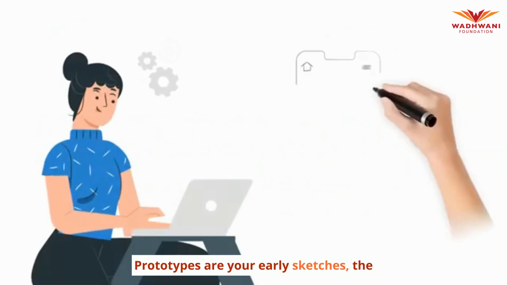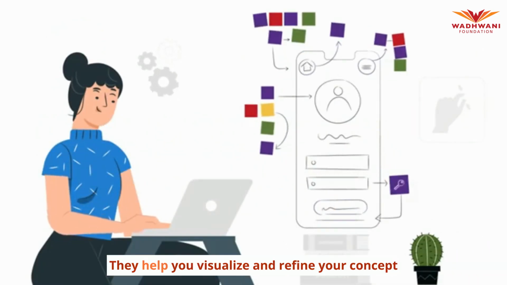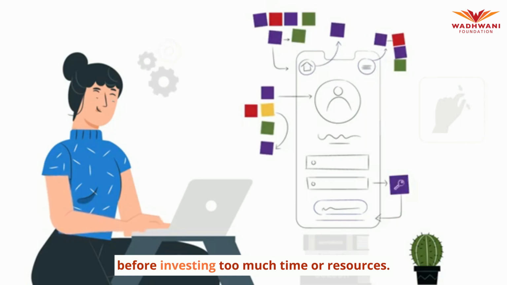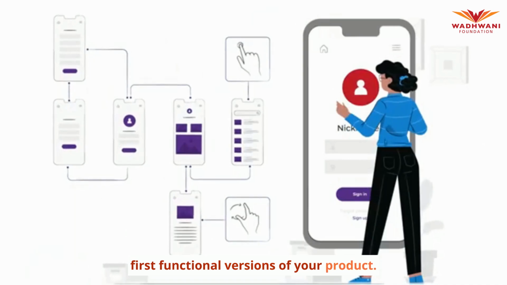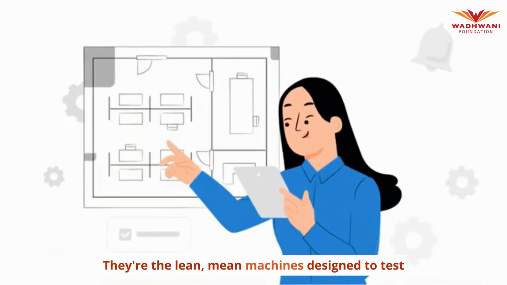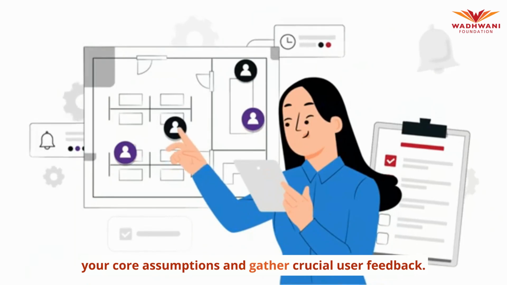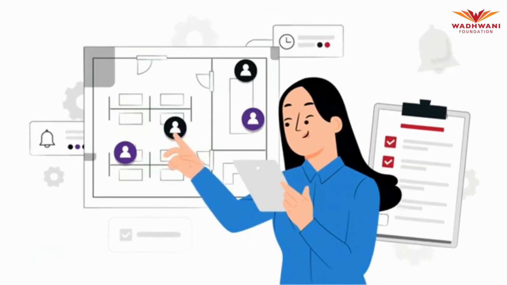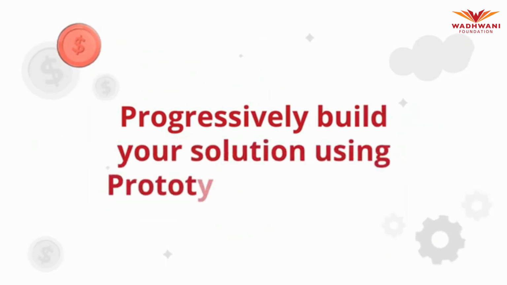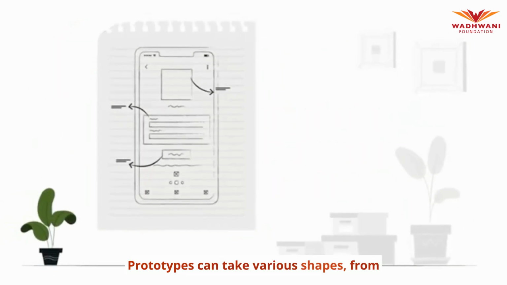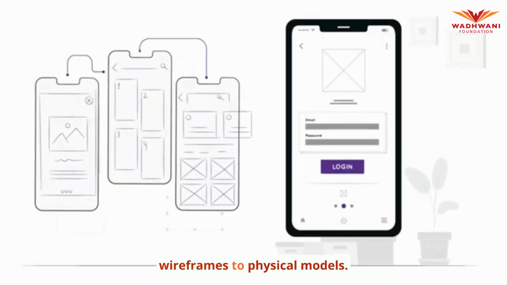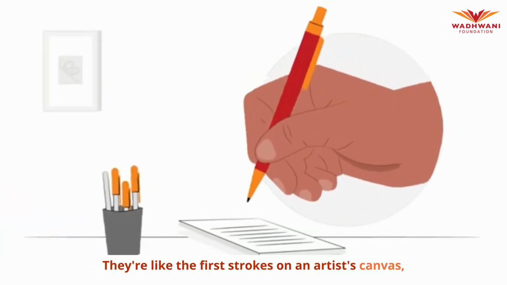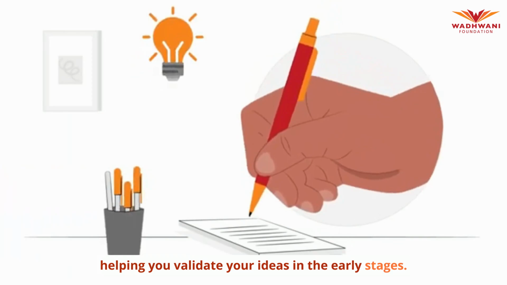Prototypes are your early sketches, the rough drafts of your vision. They help you visualize and refine your concept before investing too much time or resources. MVPs, on the other hand, are the first functional versions of your product. They're the lean, mean machines designed to test your core assumptions and gather crucial user feedback. Prototypes can take various shapes, from quick sketches, whiteboard designs, and digital wireframes to physical models. They're like the first strokes on an artist's canvas, helping you validate your ideas in the early stages.